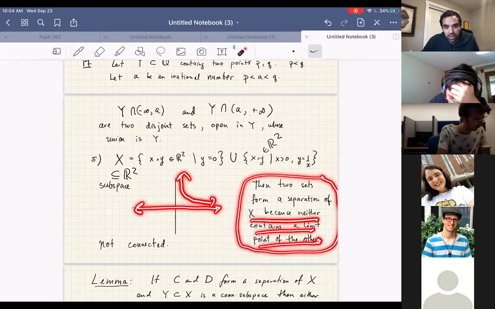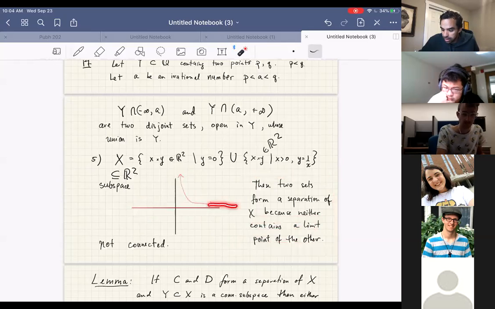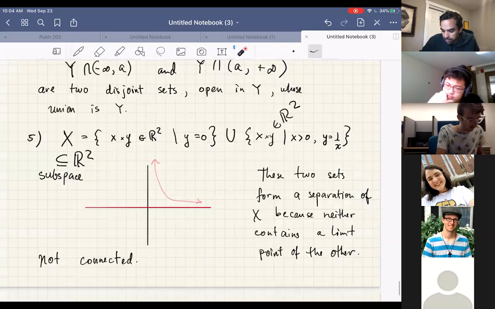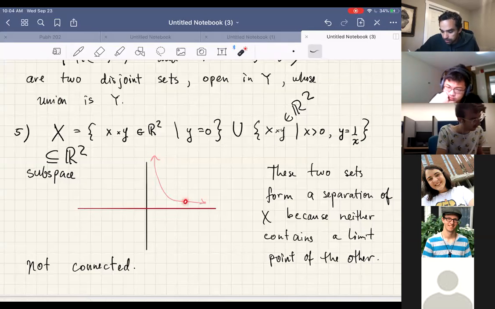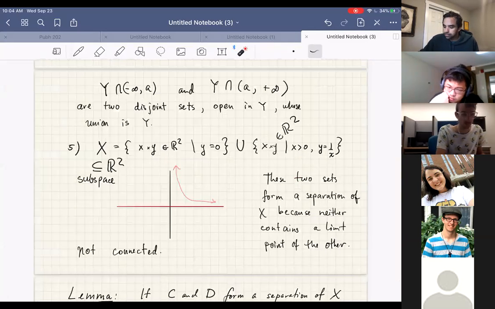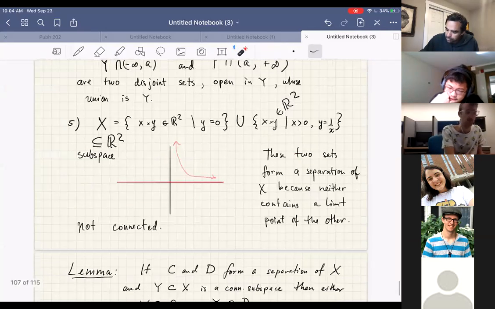They are disjoint. Their union is X, but neither of them contains a limit point of the other because it doesn't matter how arbitrarily close you get, you can always find a ball which does not touch that x-axis, right, for all of these points. Does that make sense? Okay.